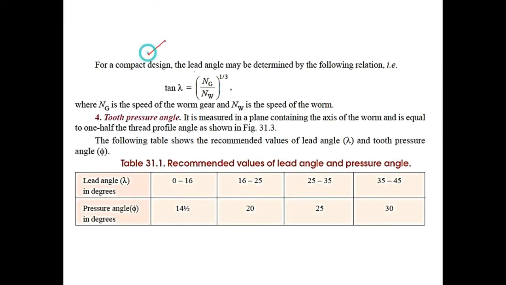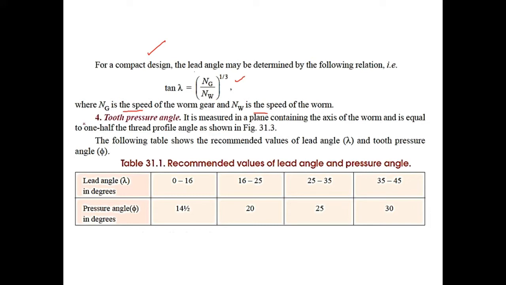Now for a compact design, the lead angle may be determined by the following relation. That is, tan of lambda will be equal to ng by nw, to the power 1 by 3. Here ng is the speed of the worm gear and nw is the speed of the worm. This is also from the empirical design relations given by some experts.